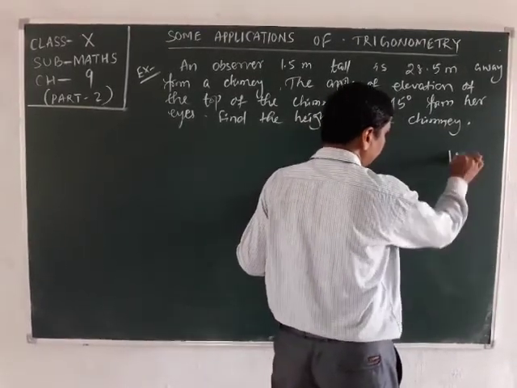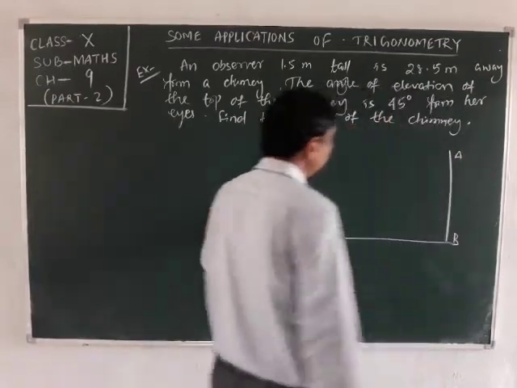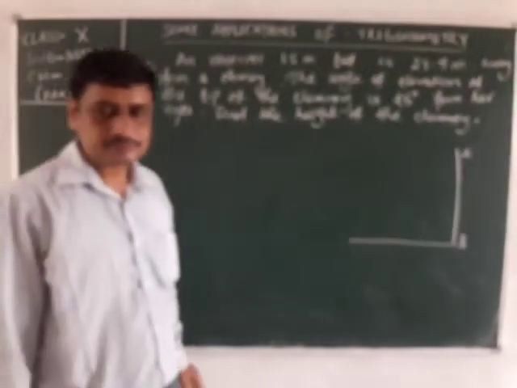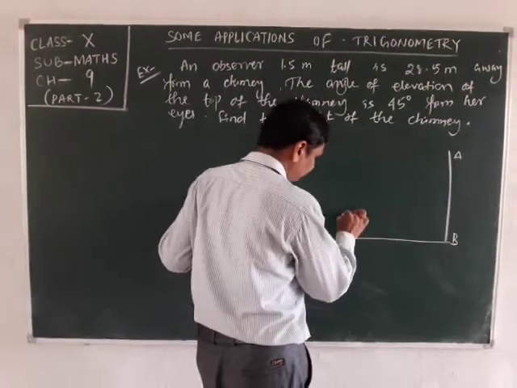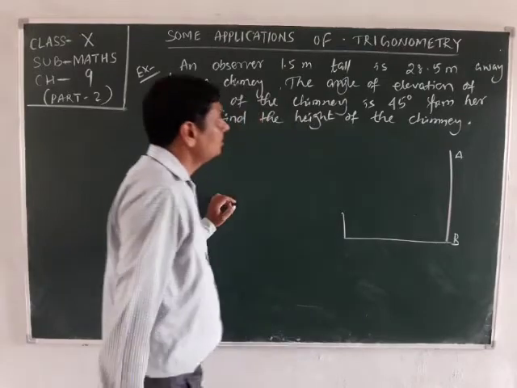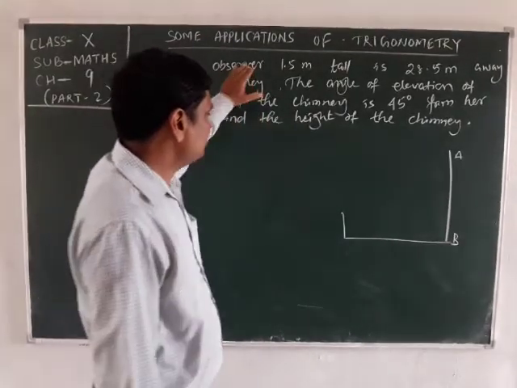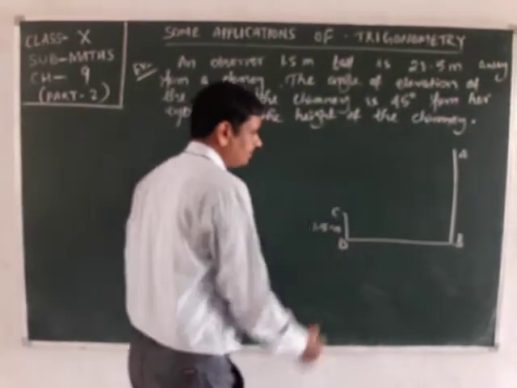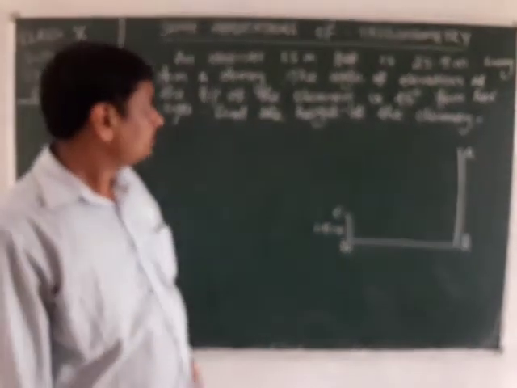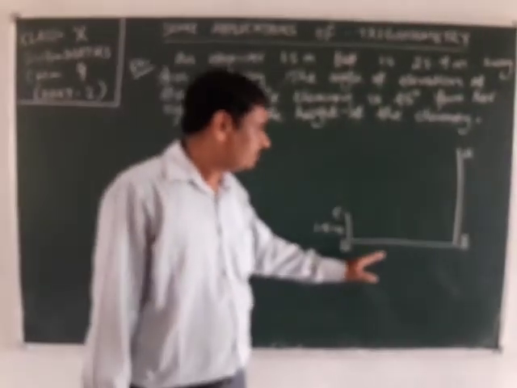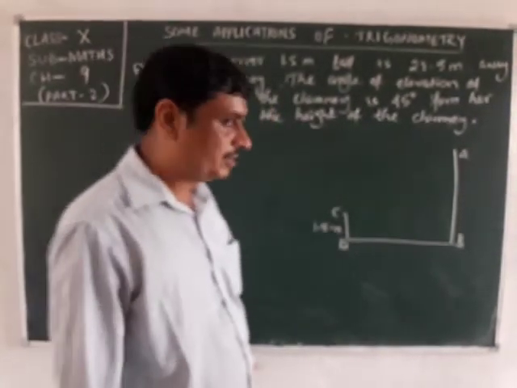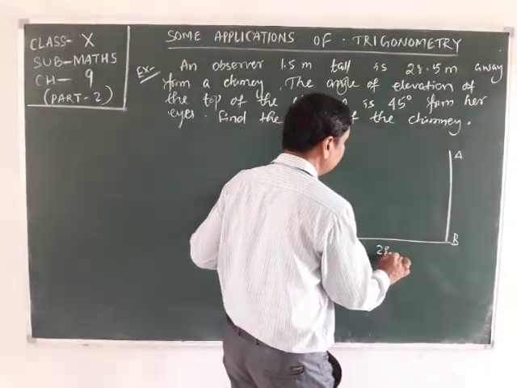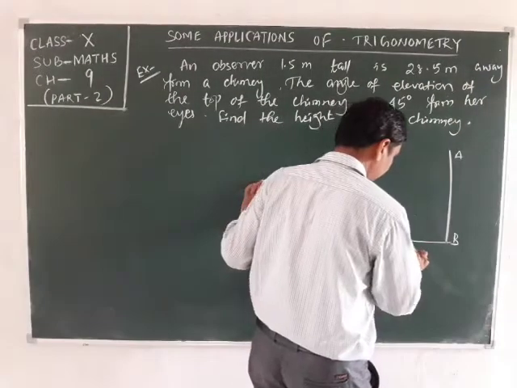Let AB be the chimney, and an observer is there. The height of the observer is 1.5 meter. Name it CD. And the distance from the foot of the chimney to that of the observer is 28.5 meter.